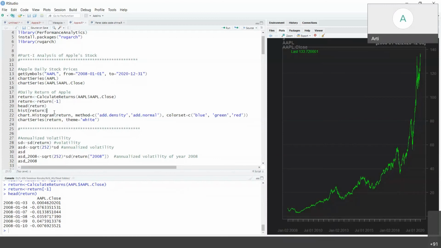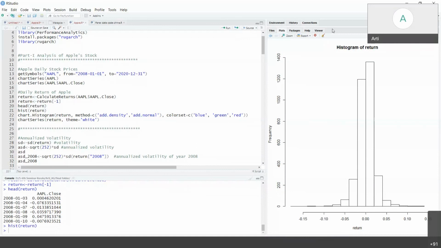Now, I wanted to see the histogram of returns. So this is my histogram for the return series. After seeing the histogram, what you can identify is that this data is not normal. This is my observation. Again, I will plot a normal curve and a T distribution in this plot, so this will give me a clearer understanding.